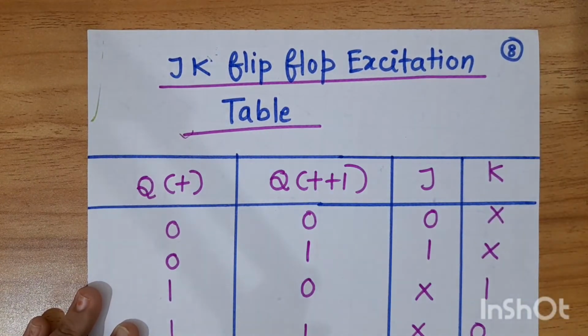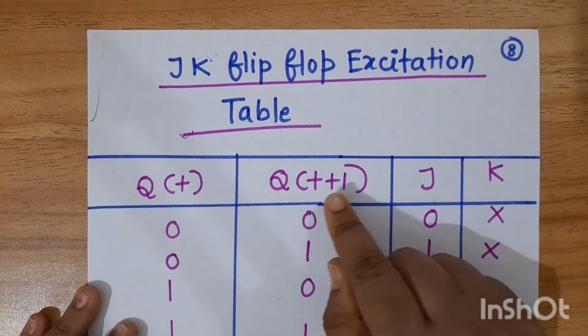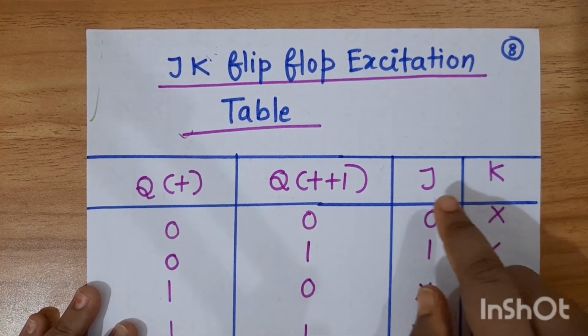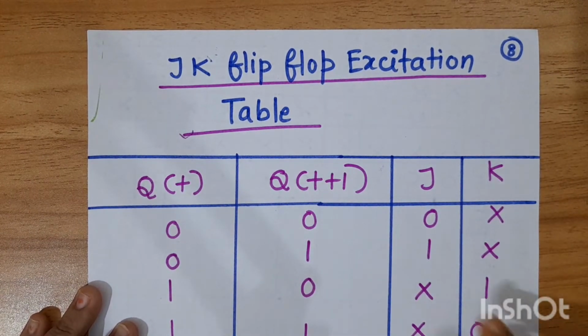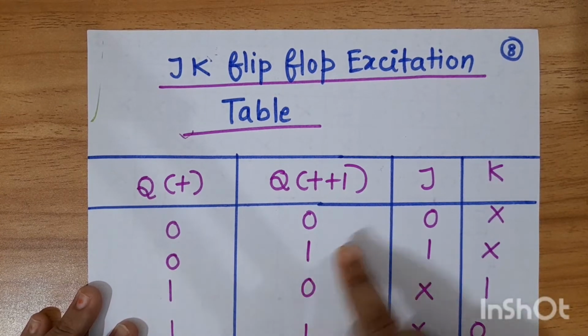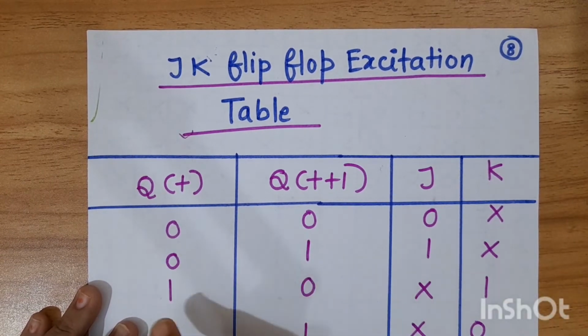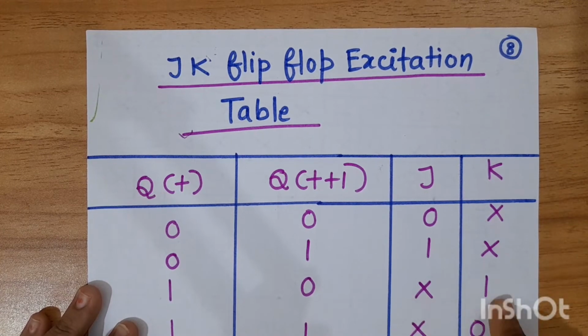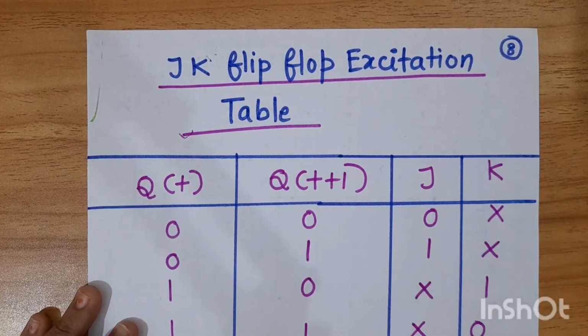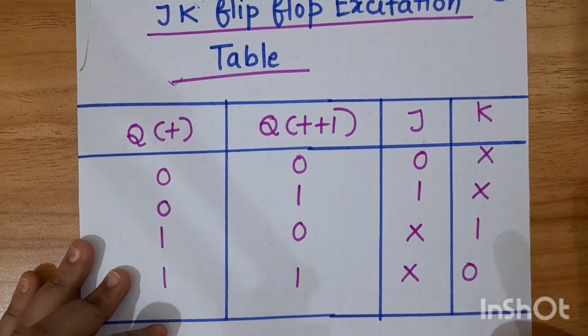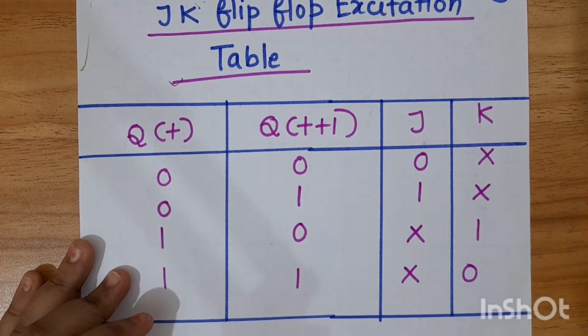So here is the excitation table of the JK flip-flop. If Q(t) is the output of the flip-flop at time t, Q(t+1) is the output of the flip-flop at time t+1. So for 0, 0, the JK input would be 0x. For 0, 1, the JK input would be 1x. For 1, 0, the JK input would be x1. For 1, 1, the JK input will be x0. This is the excitation table of the JK flip-flop.